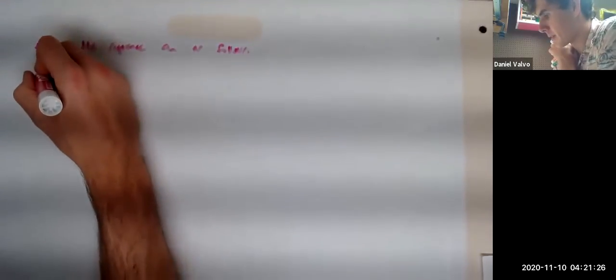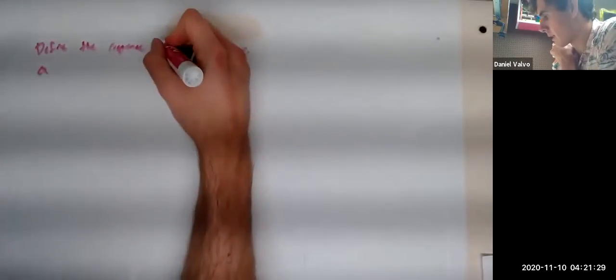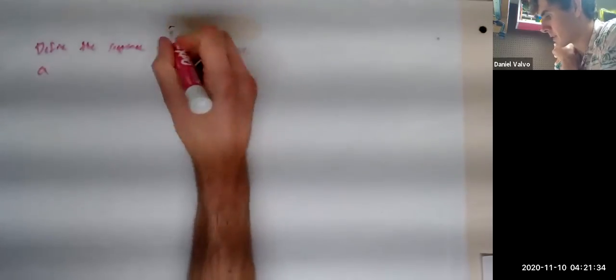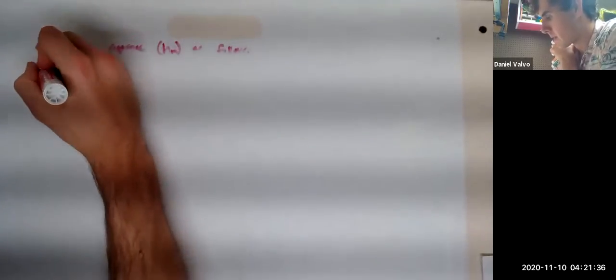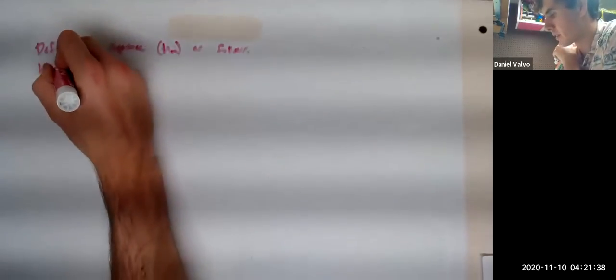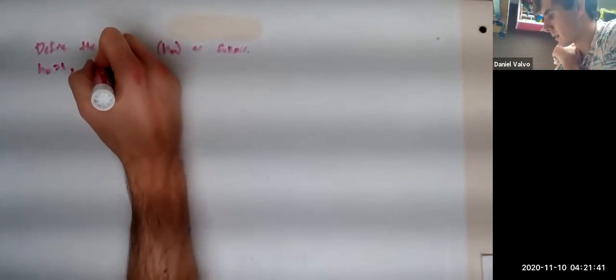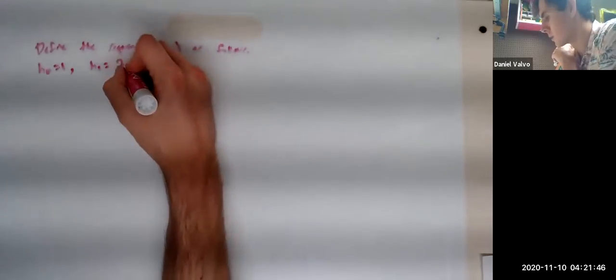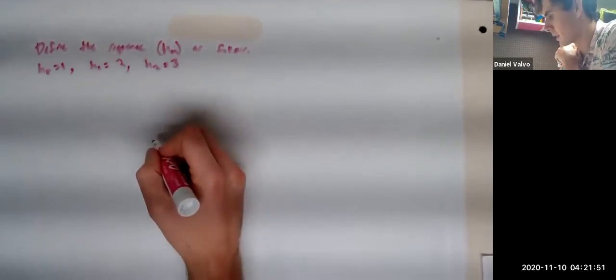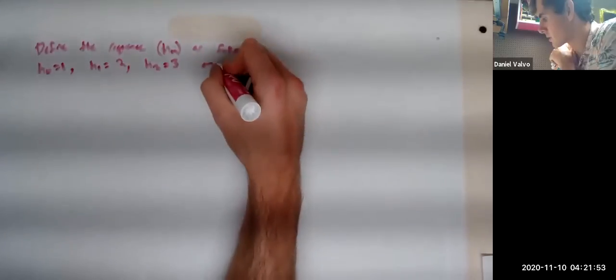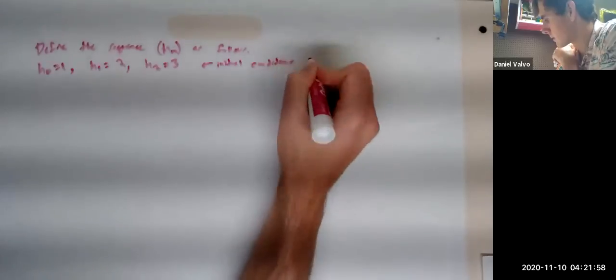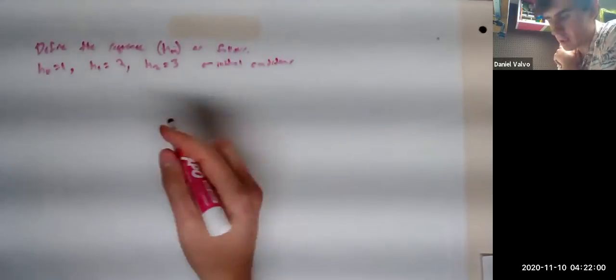So we're going to have, actually, let's call it H_n just to be different. So you have H0 equals 1, H1 equals 2, and H2 equals 3. These are our initial conditions. And then we're going to recursively define this sequence.